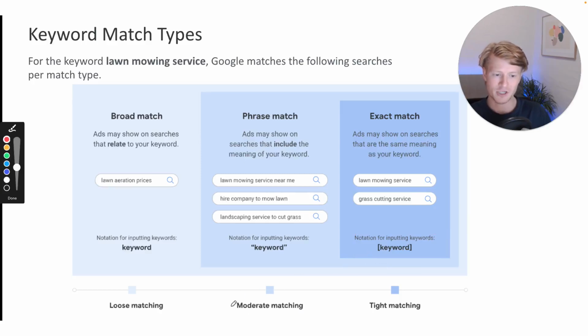Obviously, the matching types, essentially the possibilities for keywords that could be matched to a user's search, get tighter and tighter as we go towards the right. And so for that reason, I really would recommend just sticking with phrase match and exact match.